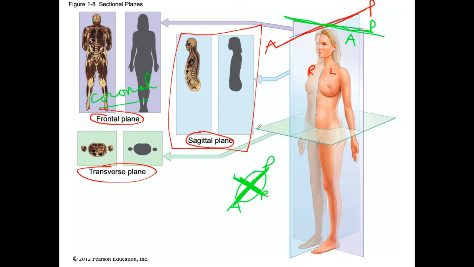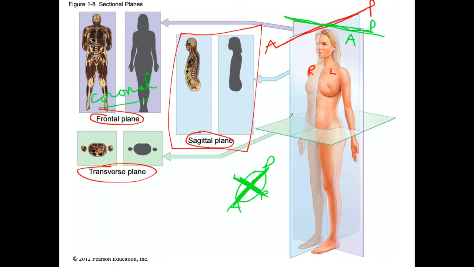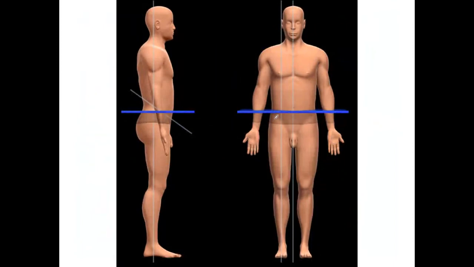A transverse plane is this one here. We'll change it into black. This one here separates the body that way and makes a cut, looking at the body from anterior to posterior, left to right. It's like a bird's eye view looking down and into the body. That's called a transverse plane. So if we look here, this is a transverse plane.